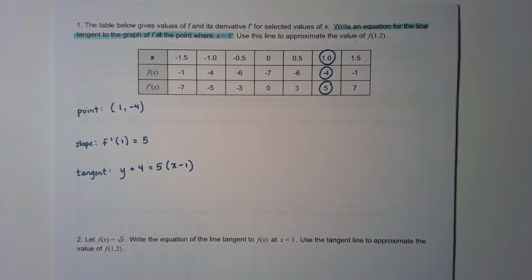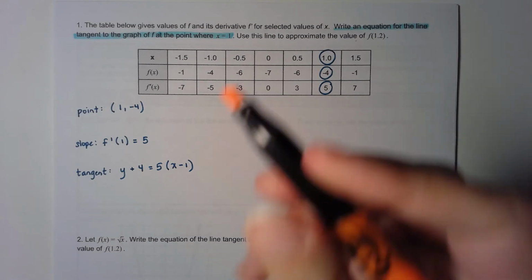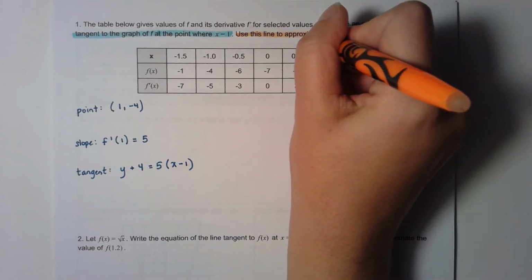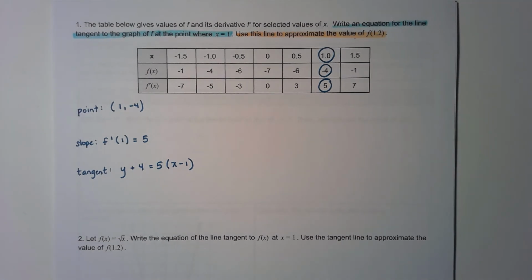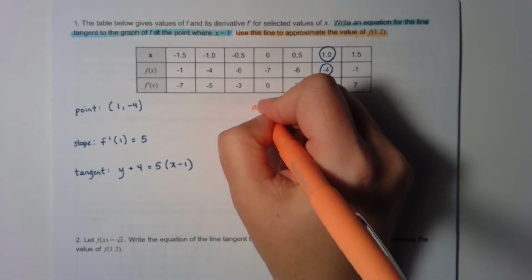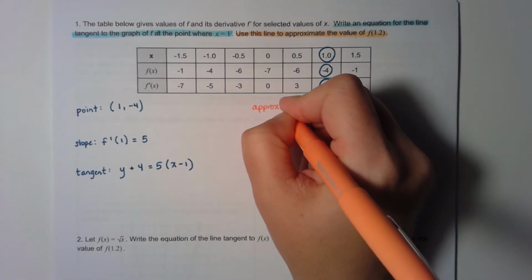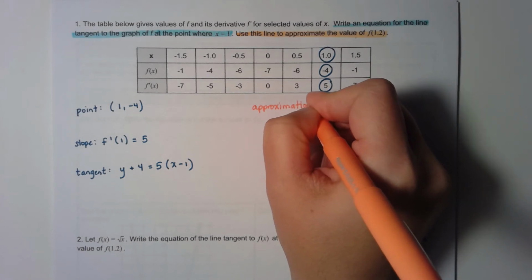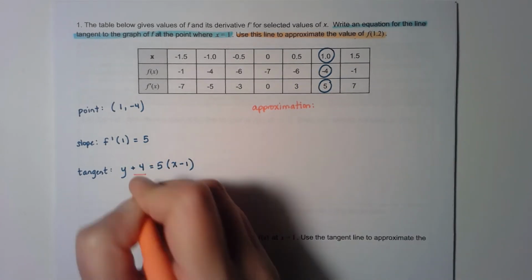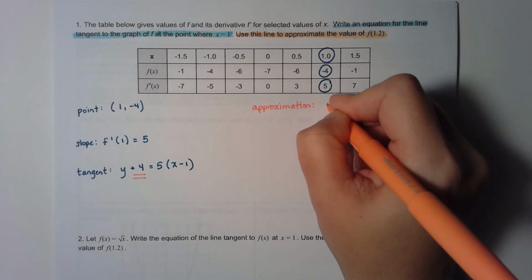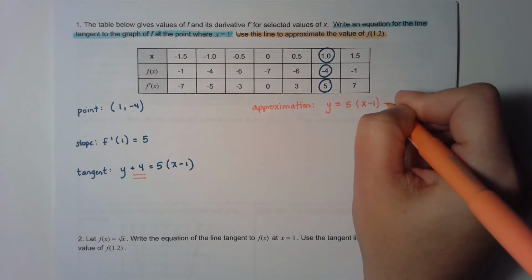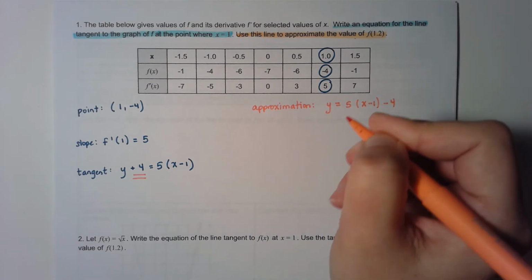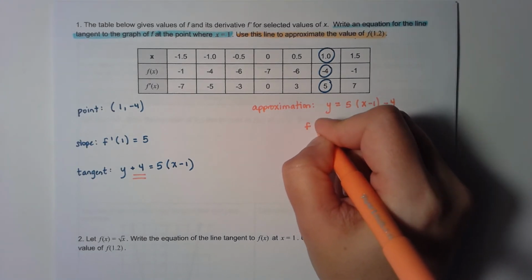Now, the second part of this question says use this line to approximate the value of f of 1.2. So now what I'm going to do is get the y by itself and then plug in the number 1.2. To get the y by itself, I'm just going to move the plus 4 to the other side. So I'm going to have y equals 5 parentheses x minus 1 minus 4. And now I'm going to plug in the value f of 1.2.